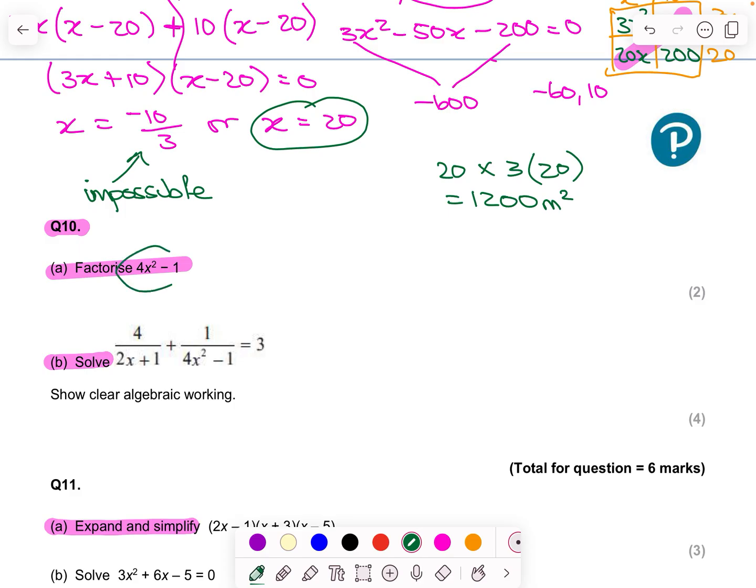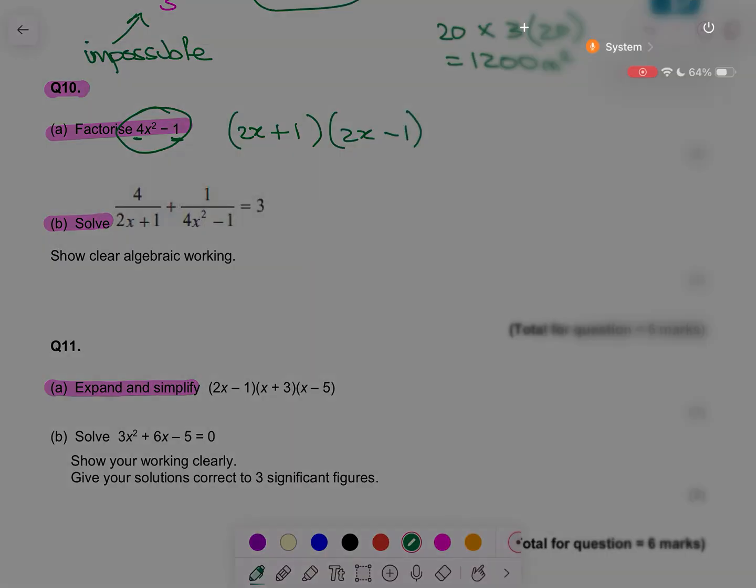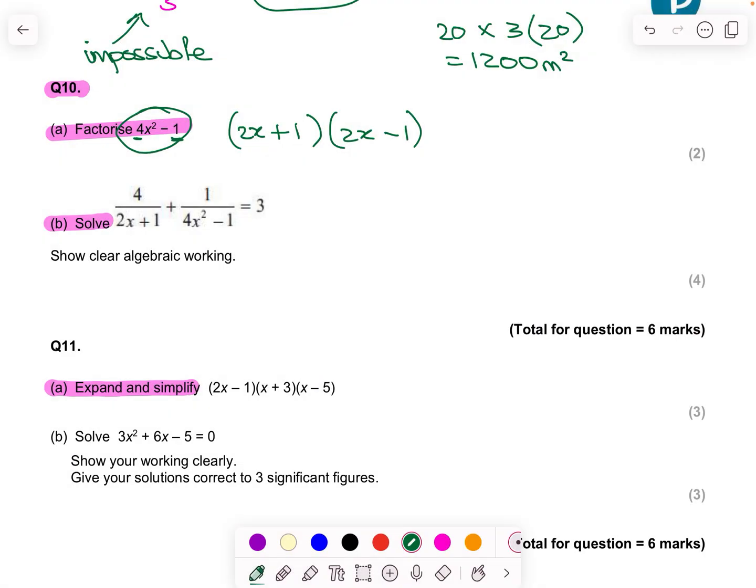Factorize this. Again, it's a difference of two squares. This is a square number. This is a square number. So 2x goes in one, 2x in the other. And then the square root of 1 is 1. So one is plus 1 and the other is minus 1. So that one's done. Next, we're going to do some solving.